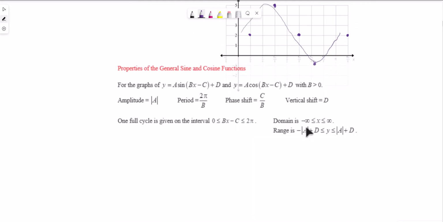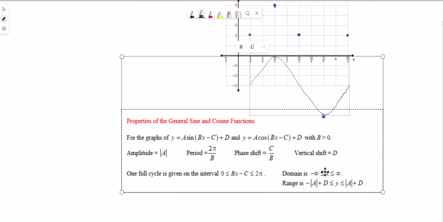All right, so we do have some properties, just kind of putting it all together. So for our graphs of sine and cosine, the absolute value of A is our amplitude, and that's going to be as high as it gets. Our period is going to be 2 pi over B, and the phase shift is basically just C over B, and then we can go up and down with our vertical shift. So the domain is always negative infinity to positive infinity, and our range is going to be from negative absolute value of A plus D to positive absolute value of A plus D. And that is the graphs of sine and cosine. When we come back, we'll be talking about the graphs of the other trig functions.